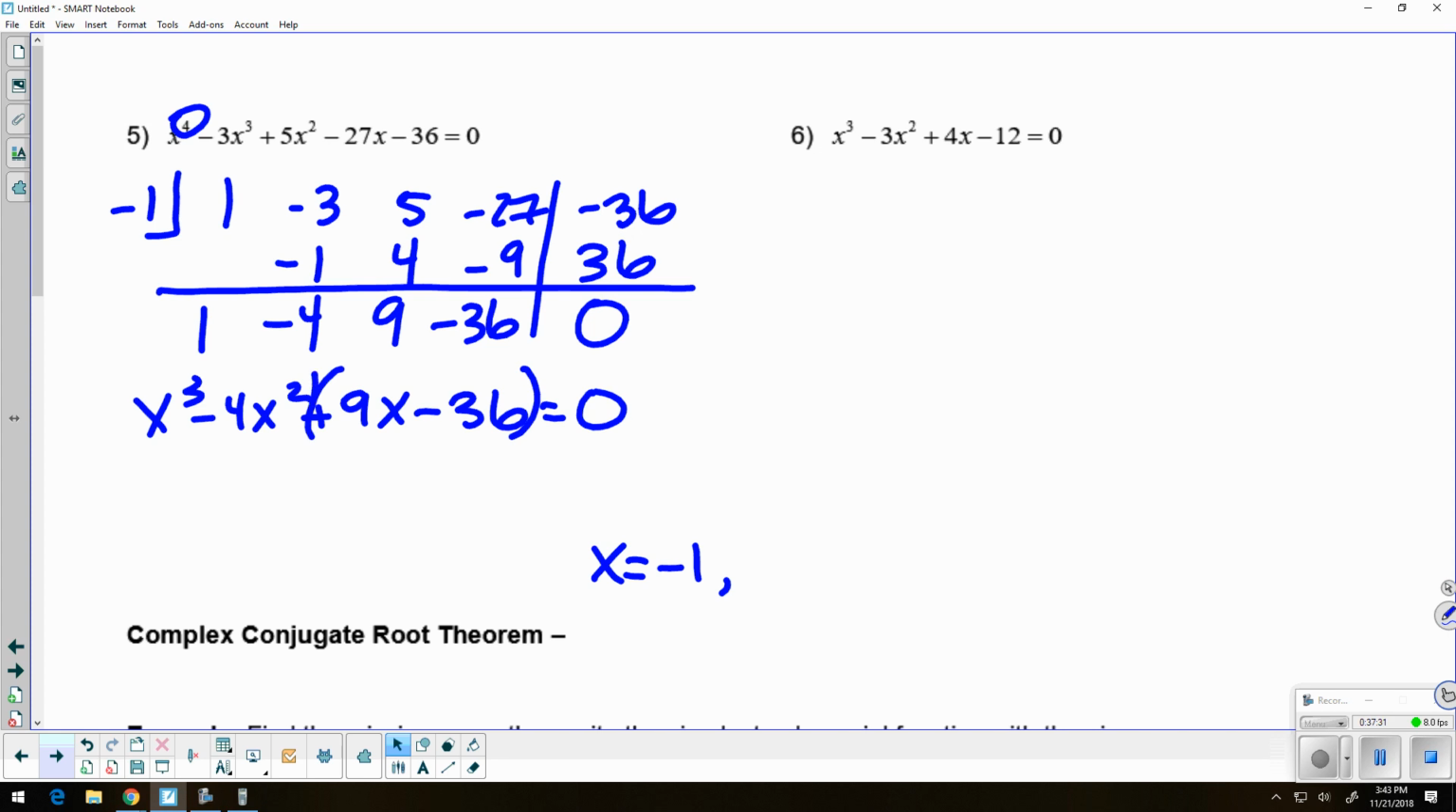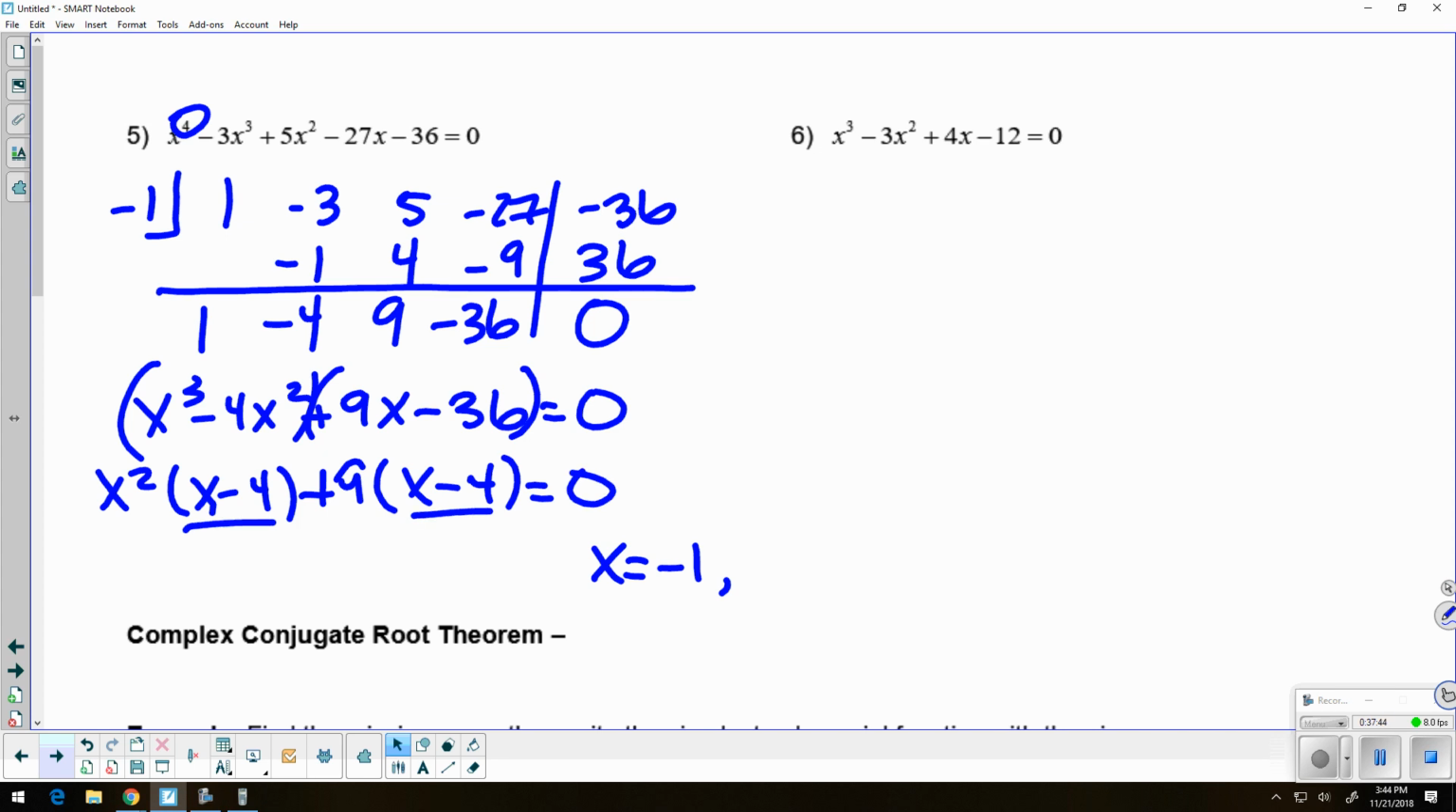And now factor by grouping again, 4 terms. So first grouping, take out an x squared. You'd have x minus 4. Second grouping, take out a 9. And again, you'd have x minus 4. These are matching. So now GCFs come together, x squared plus 9, along with x minus 4.